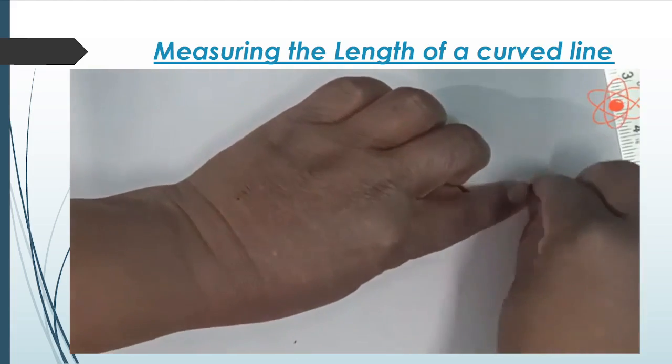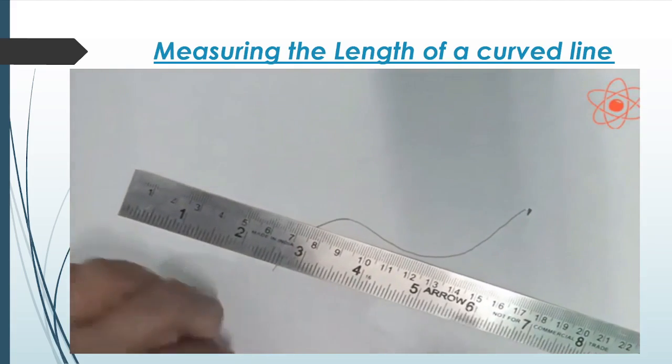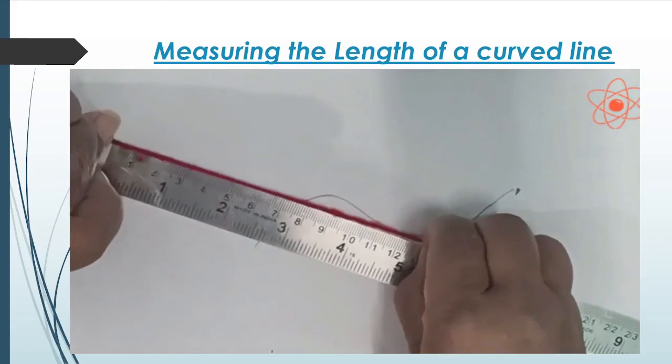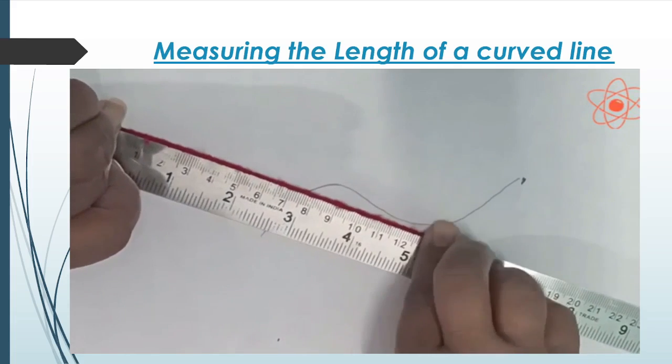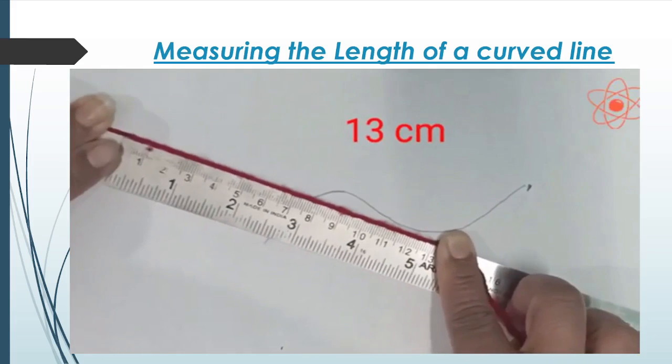Put a mark at the point where the thread touches the other end of the curved line. Now stretch the thread and measure its length between the two marks. This gives the length of the curved line.